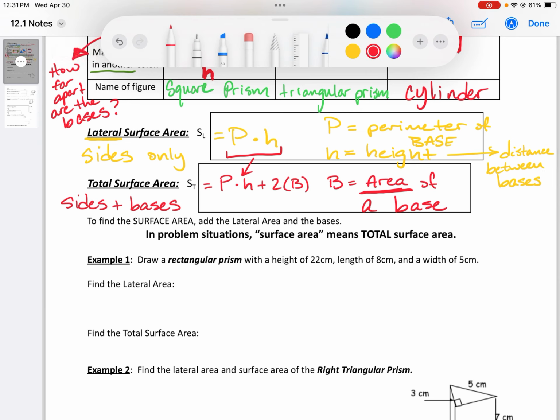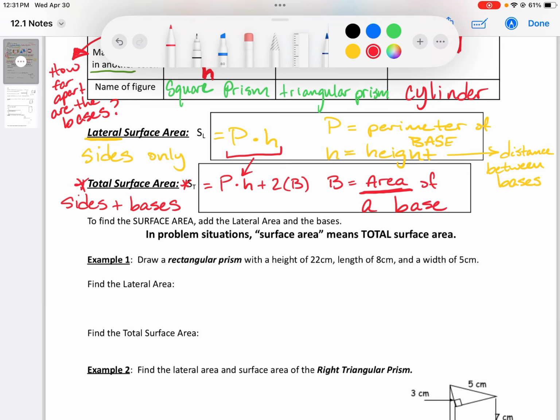To find the surface area, add the lateral and the bases. So that's what we just said. Lateral, P times H, plus bases, 2B. When you're working a problem, if it asks you to find the surface area, it's almost always going to mean total surface area. You're going to find that one way more than lateral.